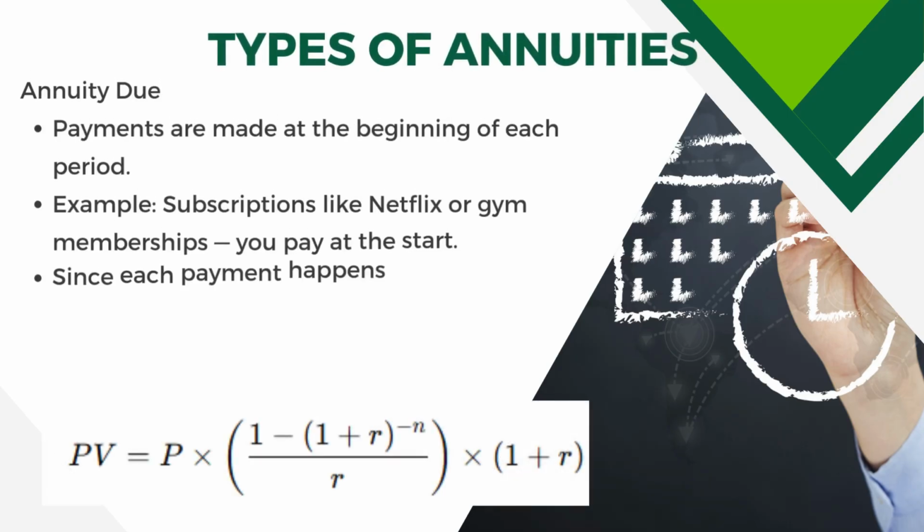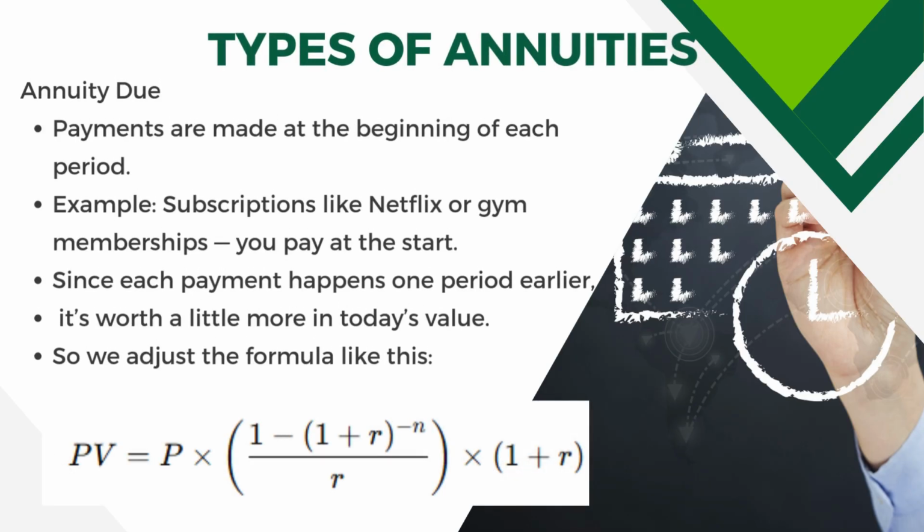Annuity due. Payments are made at the beginning of each period. Example, subscriptions like Netflix or gym memberships, you pay at the start. Since each payment happens one period earlier, it's worth a little more in today's value. So we adjust the formula like this. PV equals P times (1 minus (1 plus R) to the power of minus N) over R, times (1 plus R). This extra 1 plus R increases the present value because you're paying or receiving money sooner.